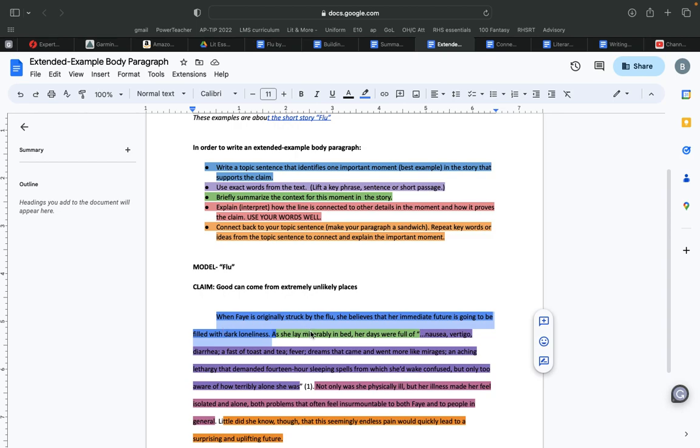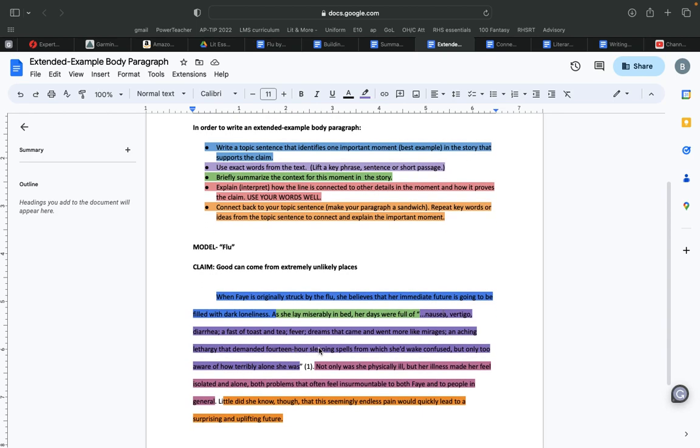Here comes some context, and here's my quote. "As she lay miserably in her bed, her days were full of..." Again, it's not that long, but I do tell you where she is. You know she's sick, you know she's in bed, you know this is the beginning of the story. Context doesn't have to be long, it just has to be good. And then here comes my quote. "Nausea, vertigo, diarrhea, a fast of toast, tea, fever, dreams that came and went more like mirages, and aching lethargy that demanded 14-hour sleeping spells from which she'd wake confused, but only too aware of how terribly alone she was." Right? I did a good job setting that up. I even used the word loneliness, and here it uses the word alone.